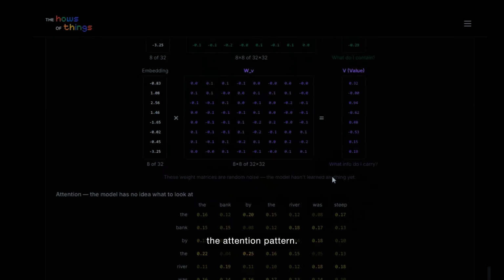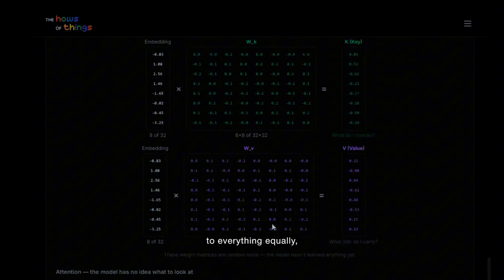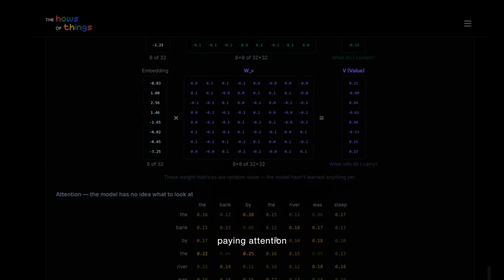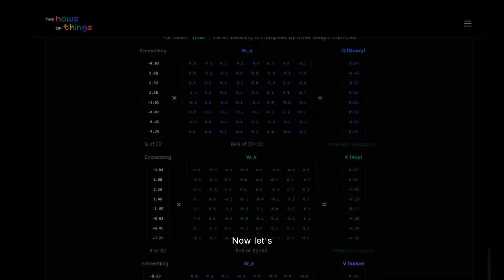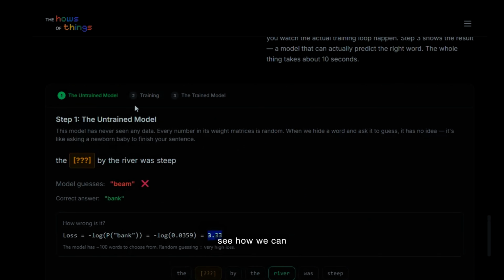And here's the attention pattern. How much each word pays attention to every other word. Every cell is roughly the same. The model is paying attention to everything equally, which means it's paying attention to nothing useful. It doesn't know that river matters more than was for guessing the hidden word. It has no clue. Now, let's see how we can teach it something.